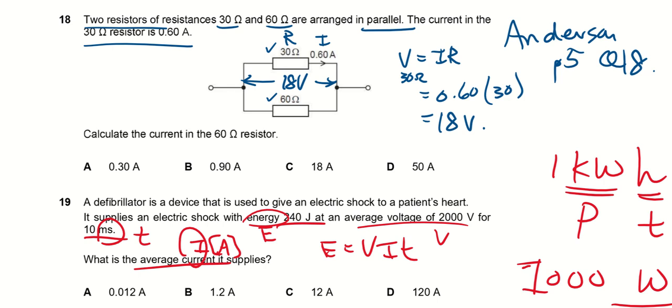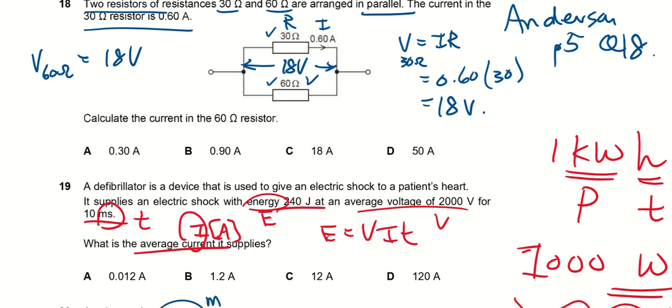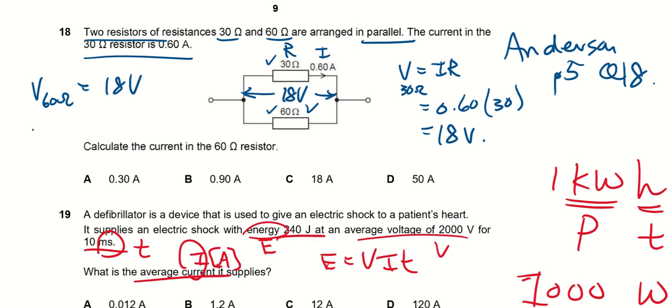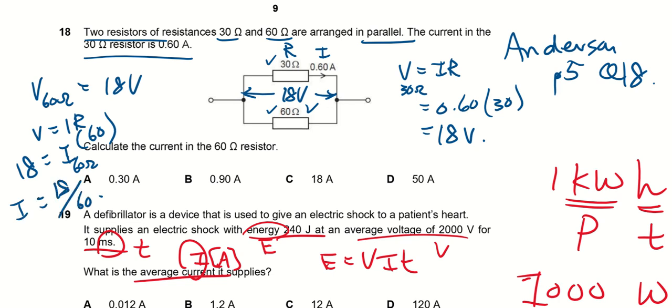Since they are arranged in parallel, the potential difference across these two resistors will be the same. Therefore, now I have the voltage for the 60 ohm. So V for the 60 ohm equals 18 volts because in parallel the potential difference is the same. So I use V equals IR. I substitute 18. I don't know the current in the 60 ohm. I know the resistor is 60, so I will then have 18 over 60.